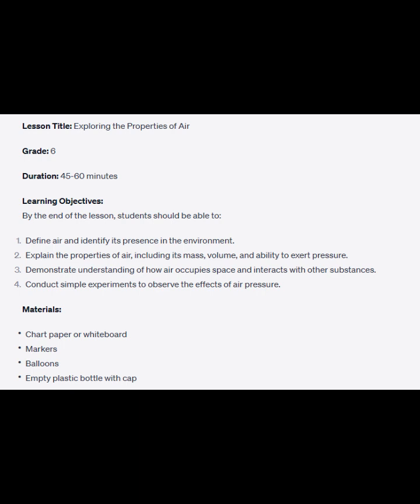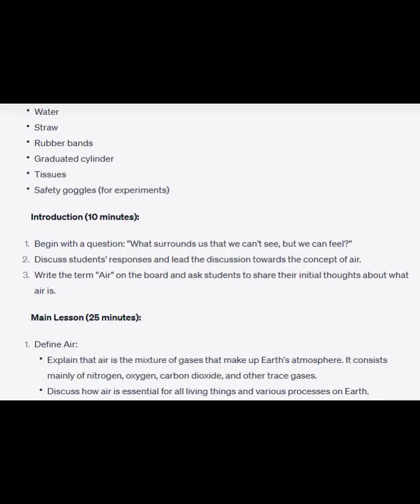Materials: chart paper or whiteboard, markers, balloons, empty plastic bottle with cap, water, straw, rubber bands, graduated cylinder, tissues, safety goggles, for experiments. Introduction: 10 minutes.